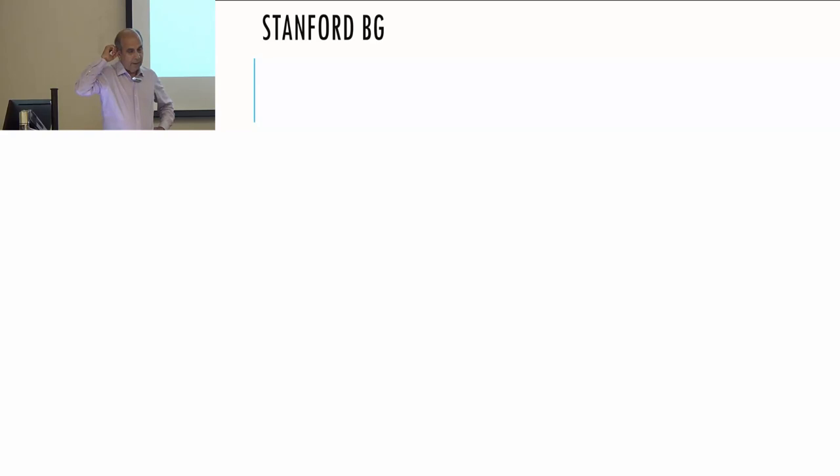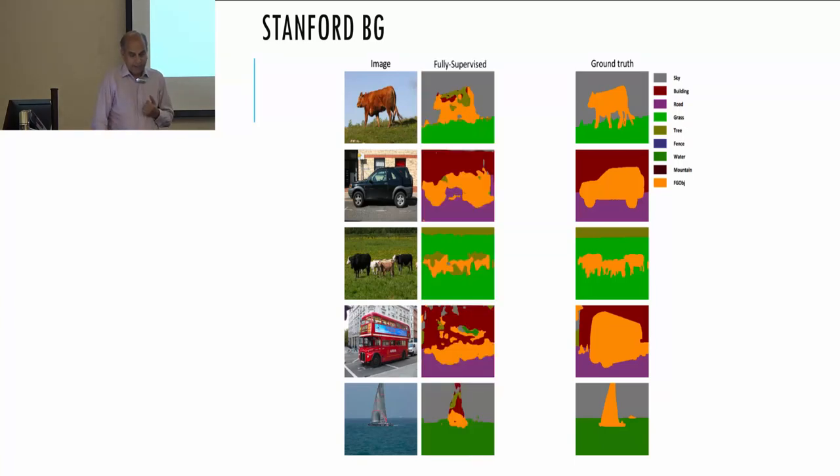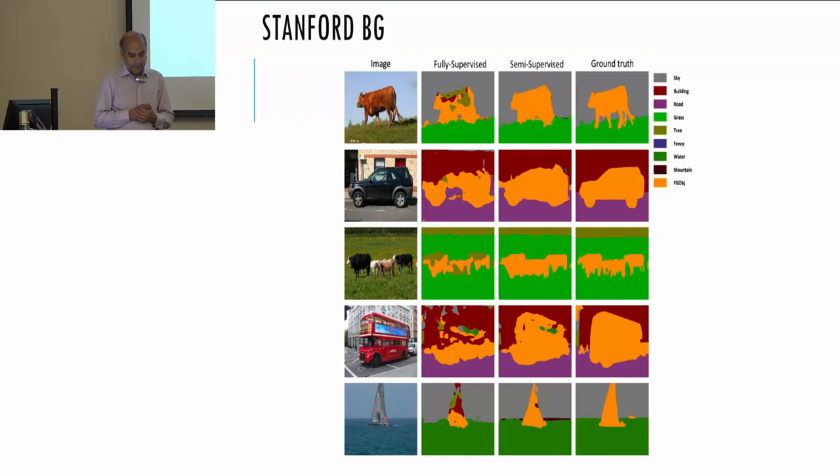I gave the link, but let me show you the results. These are the images, and this is the ground truth. We want a method where we can compare what the network is predicting with the ground truth, so we can say how well we are doing. This is the fully supervised result, and this is the semi-supervised. As you see, we improve. This is better than this, and this is a better bus here, and so on, which is good.